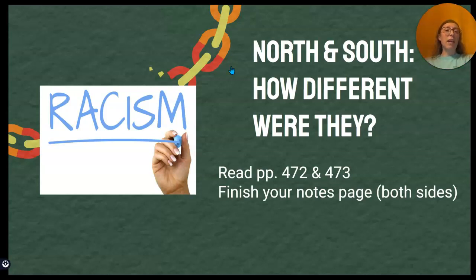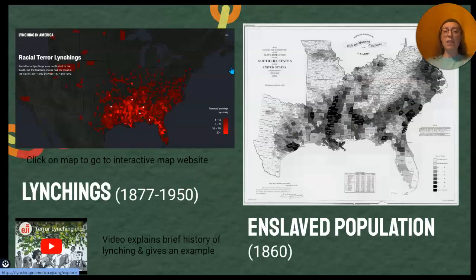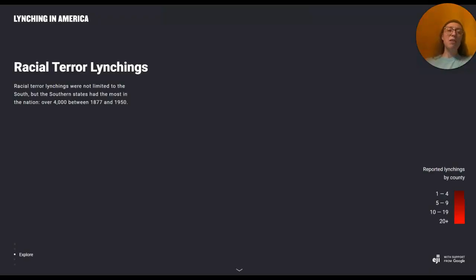That was back then. So what about now? What can we say is a legacy of slavery and the racism of the 1800s now? One very specific comparison we can make is looking at this map of racial terror lynchings and the enslaved population. So I'm going to zoom in, go to the website of that racial terror lynchings map.